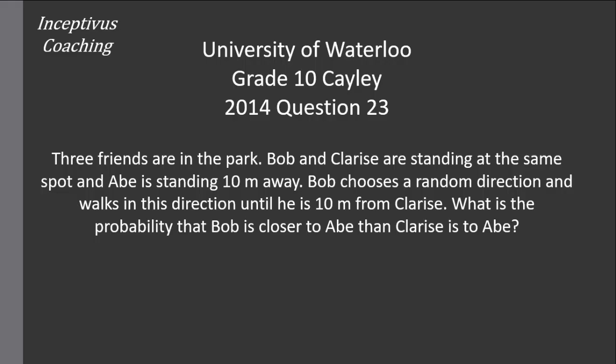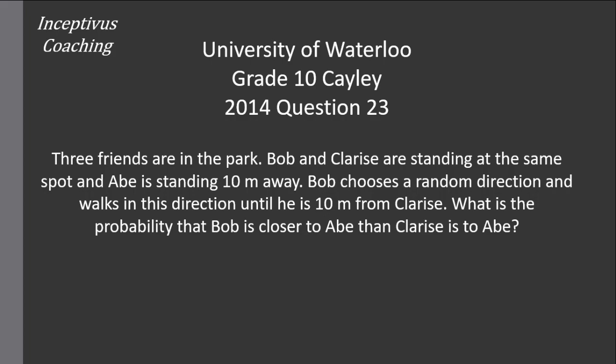Hi guys, today we'll discuss this Cayley contest problem that combines both probability and geometry. This is question number 23 from year 2014, and it reads that three friends are in the park. Bob and Clarise are standing at the same spot, and Abe is standing 10 meters away. Let's just call them A, B, C, right?